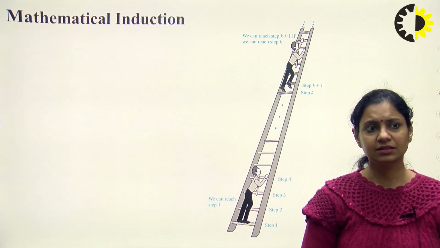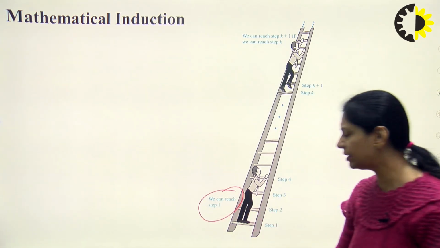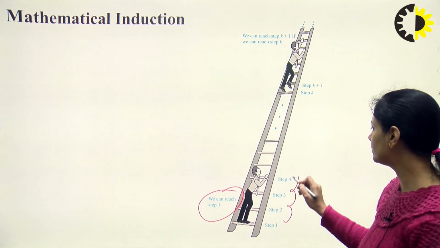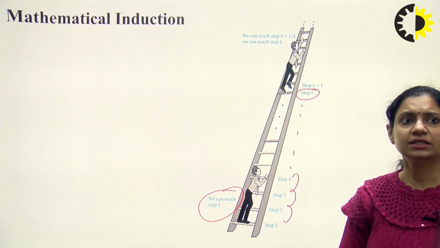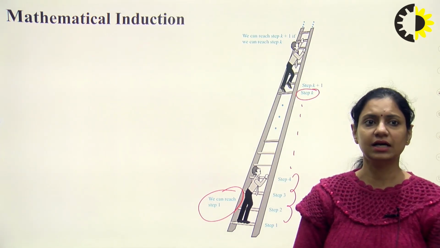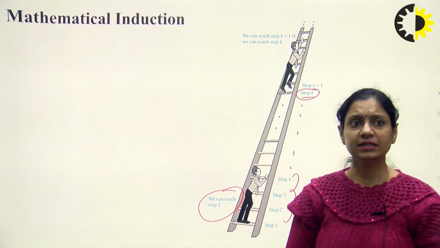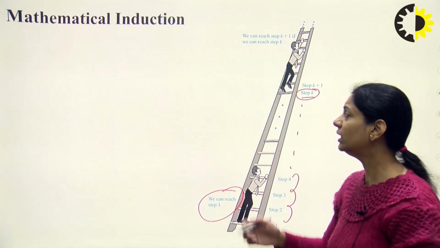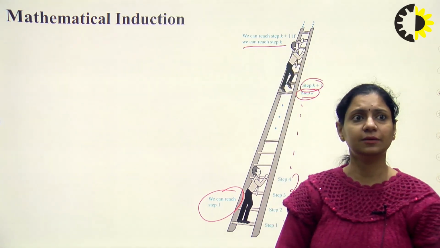Mathematical induction says that we can reach step 1. We start from step 1, slowly move to step 2, step 3 and so on. We reach a step k. So this is what we assume, that if we start from step 1, we can easily reach step k. The next step is to reach step k plus 1. Now, we can reach step k plus 1 only if we can reach step k.